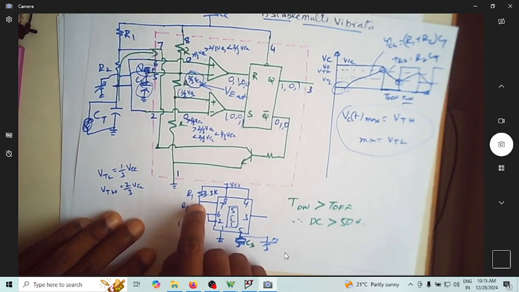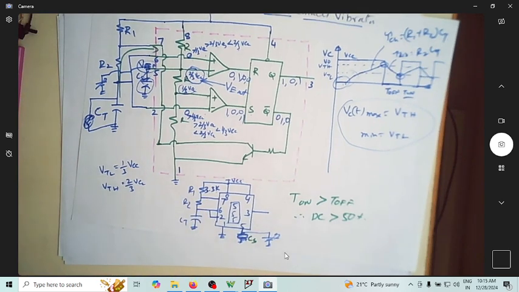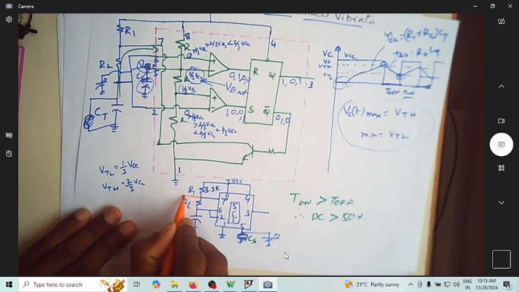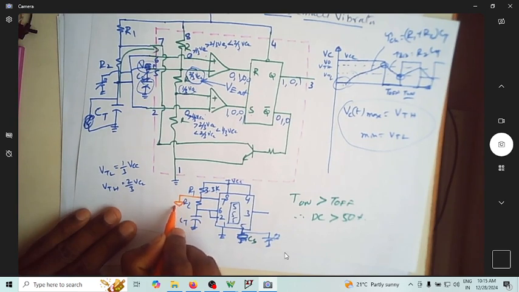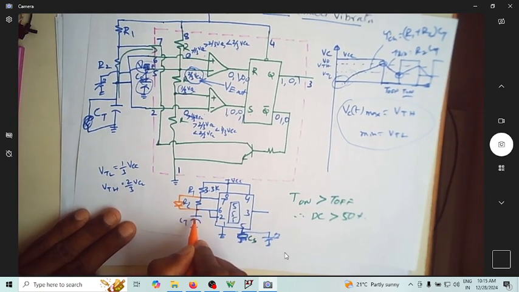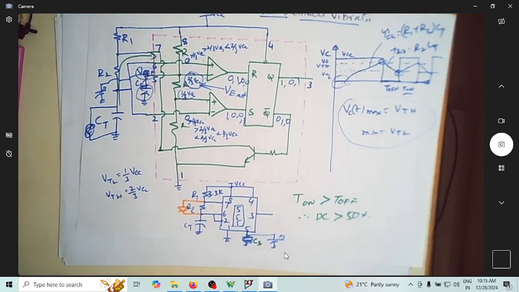Now I'll bypass R2. I will put a diode such that when it is charging, it is going through the diode so that it bypasses R2. While discharging, it is still going through R2. So I will connect a diode in such a way that the anode is going to number 7. Here only I'll connect across this.